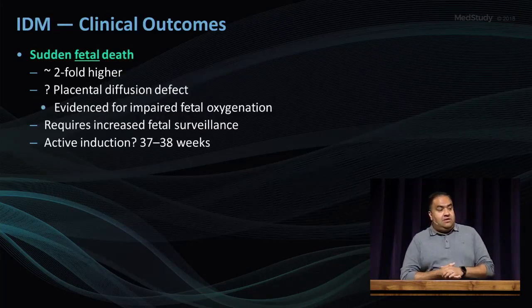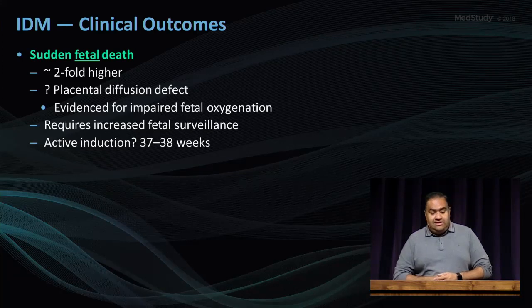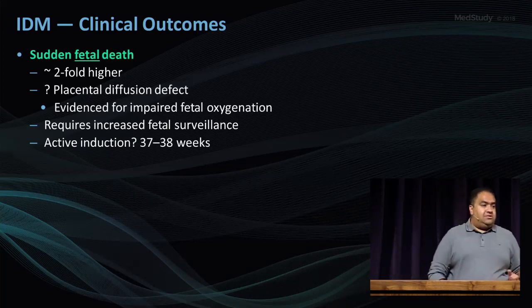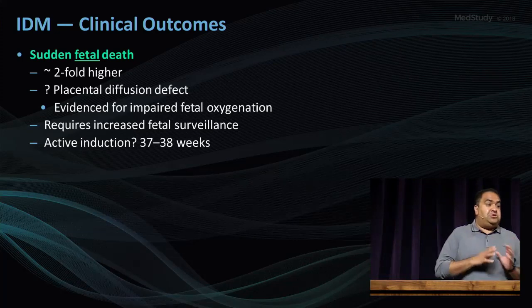One of the clinical outcomes is a sudden chance of fetal death. It's about twofold higher, and it's usually from a placental diffusion defect and impaired fetal oxygenation. So it really requires a lot of surveillance. If the babies get too big, just because their organs get bigger and the baby gets bigger in size doesn't mean that the organs function any better.